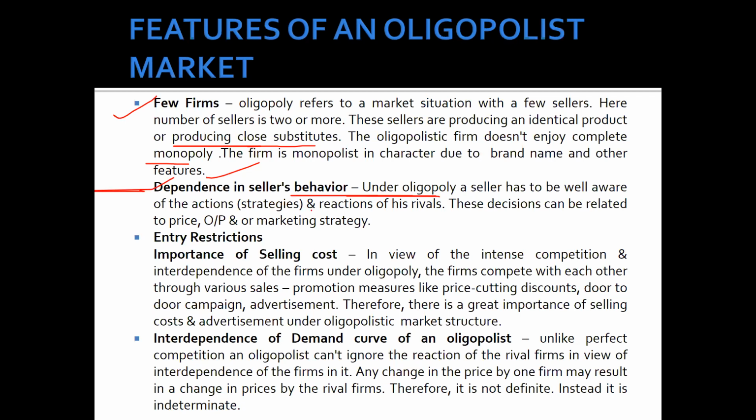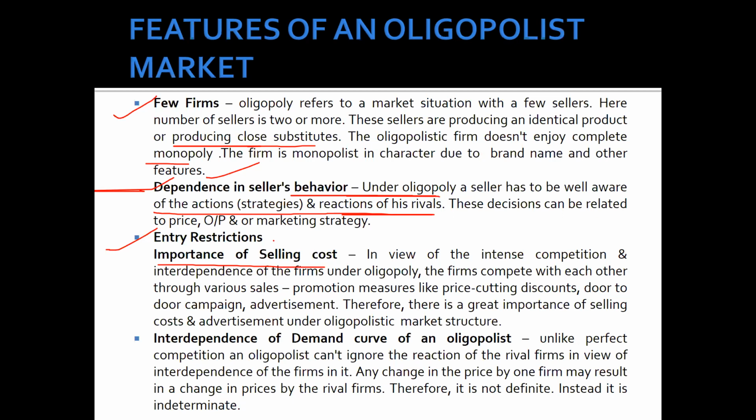Under oligopoly, a seller has to be well aware of the actions, strategies, and reactions of his rivals. These decisions can relate to price, output, or marketing strategy. Entry restrictions. There is also the importance of selling cost. Entry restrictions means you can understand that licenses would be required, so nobody can enter at any moment. It's not like a vegetable market, like perfect competition, where anybody can enter into the market and anybody can exit from the market.